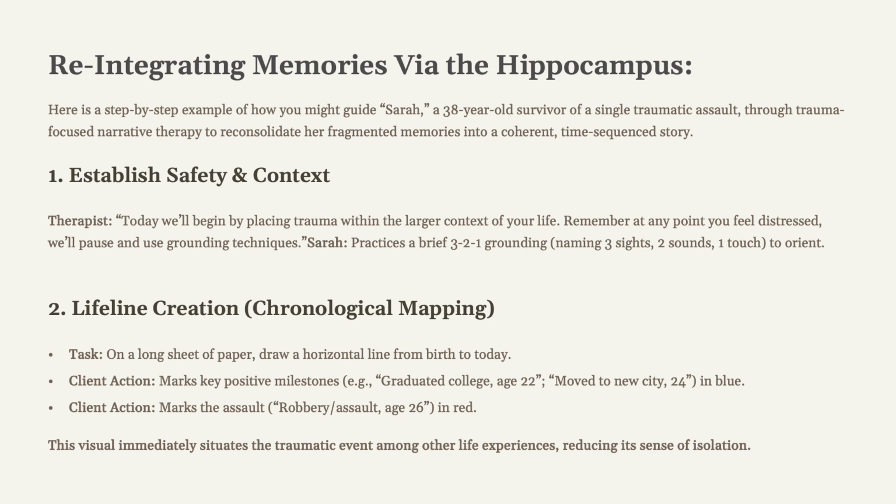So the first thing you do is you establish safety and context. You might say, today we'll begin by placing trauma within the larger context of your life. Remember, at any point, if you feel distressed, we'll pause and use grounding techniques. Sarah will practice a brief 3-2-1 grounding technique, and that's naming three things, two sounds that she hears, and then one thing that she feels.